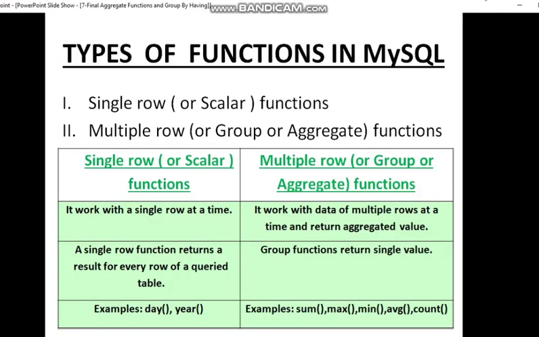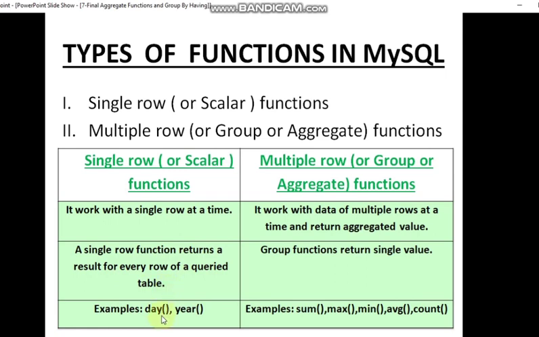Now firstly, types of functions in MySQL. We have two types of functions basically: single row or scalar functions, or multiple row functions, or we can say group functions or aggregate functions. Now what is a single row or scalar function? It works with a single row at a time. It operates on a single value to return a single value. And a single row function returns a result for every row of a query table.